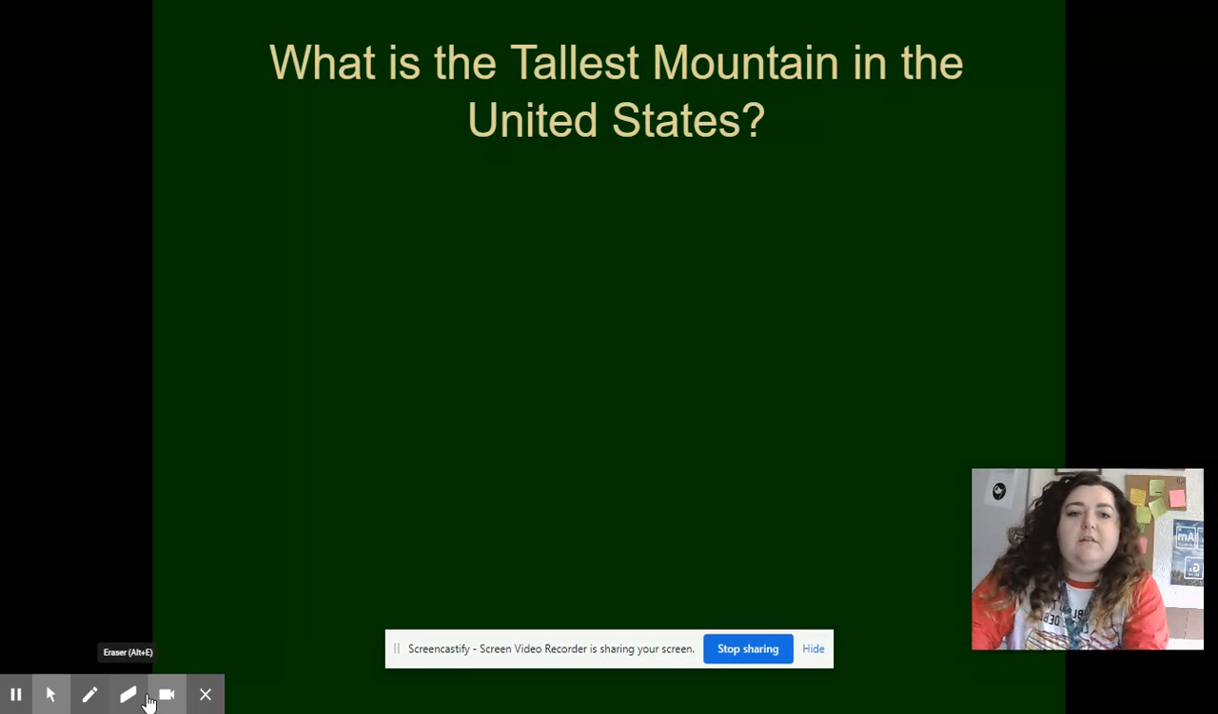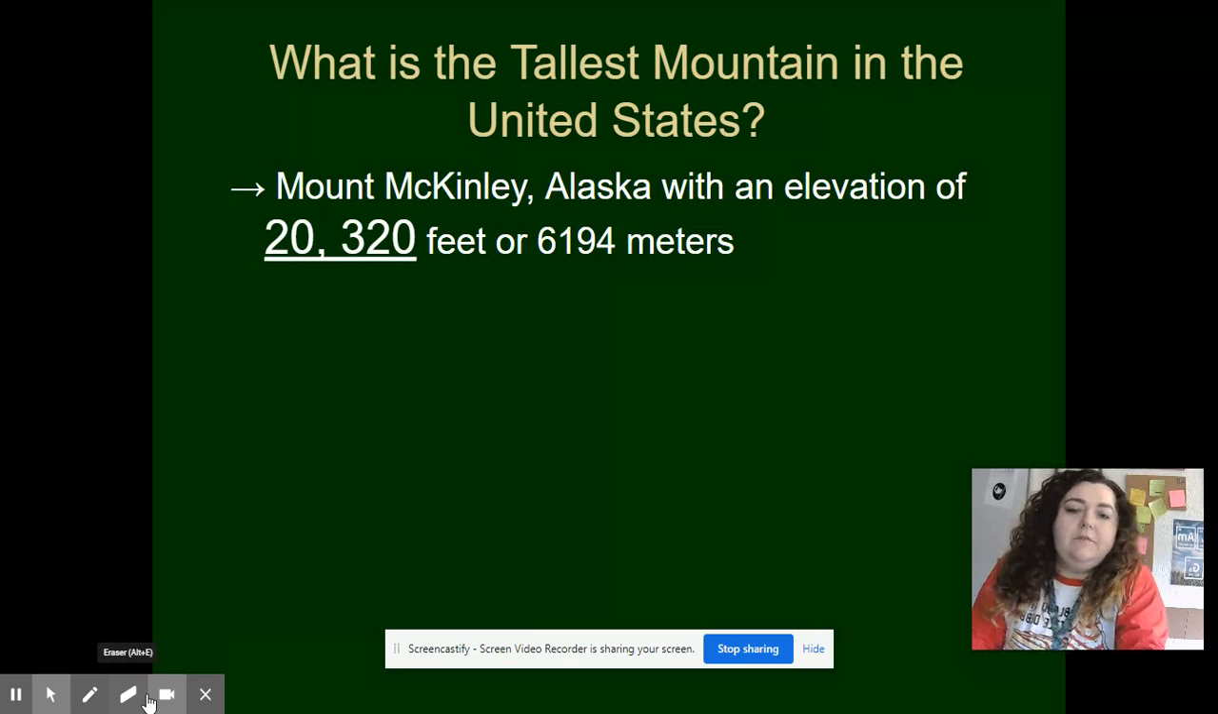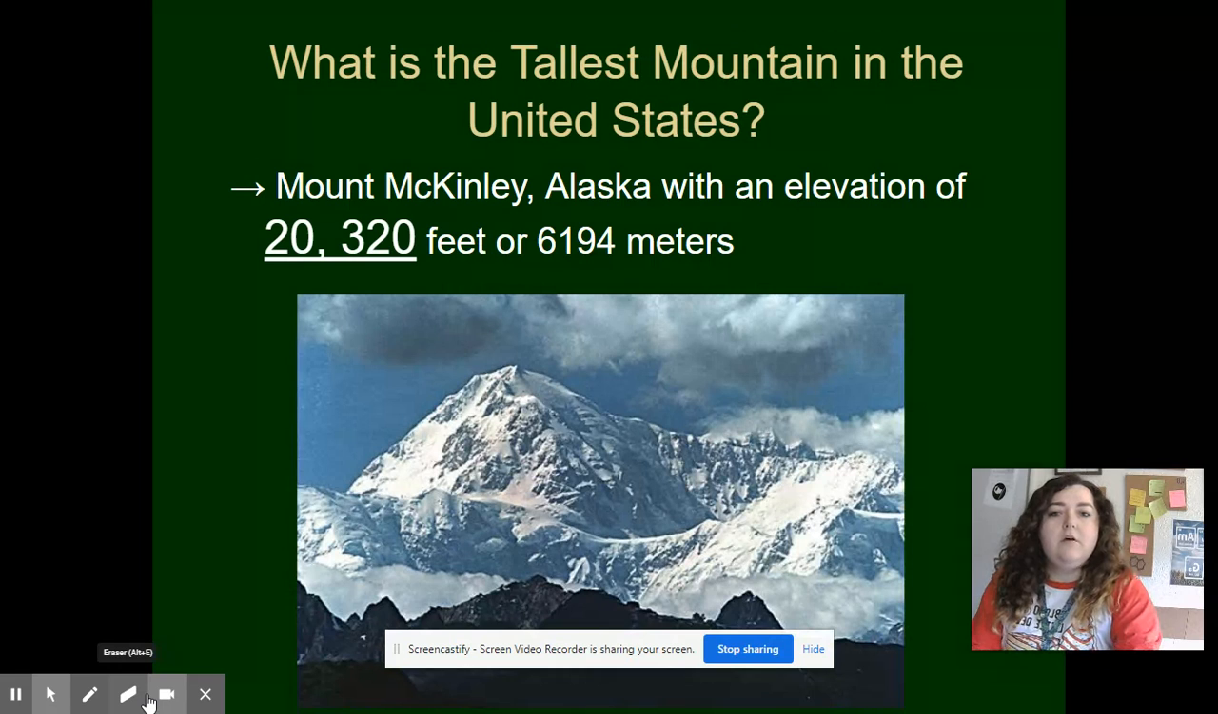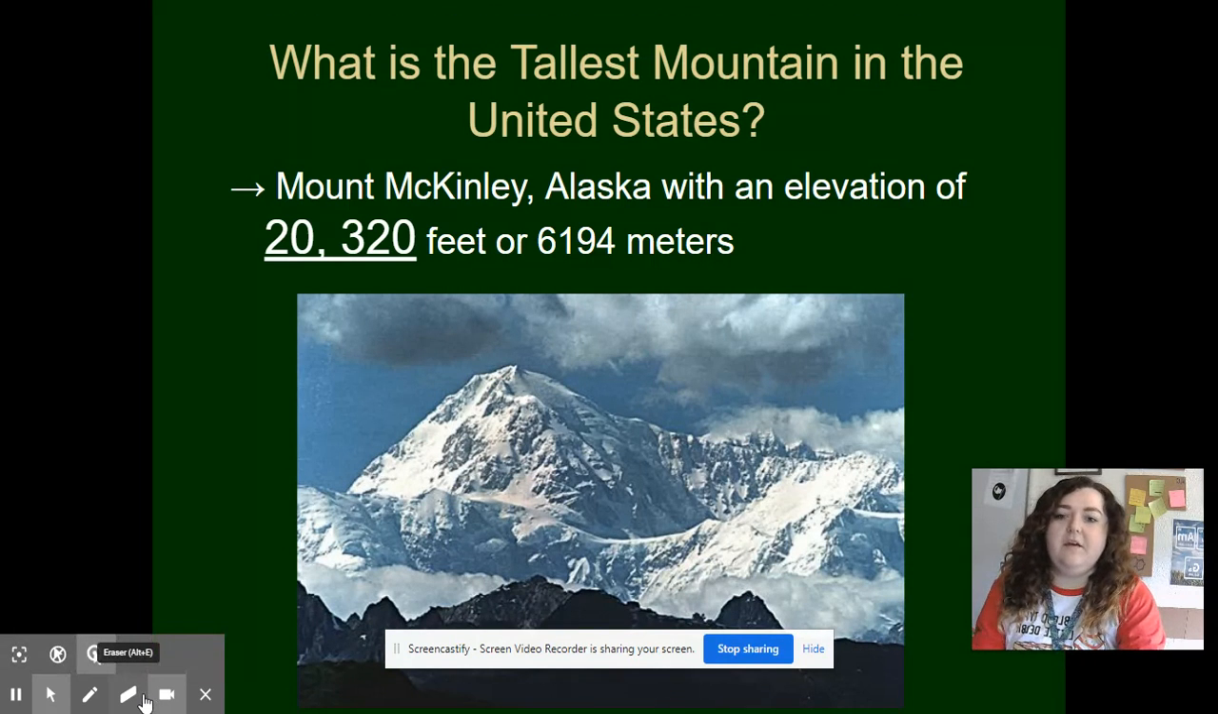So what is the tallest mountain in the U.S.? Mount McKinley. So this is in Alaska, and its elevation is 20,320 feet or 6,194 meters. This is the largest one in the U.S. Again, we just looked at Mount Everest, which is the largest one on the planet that does not start at the seafloor.